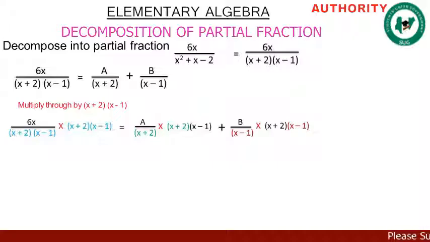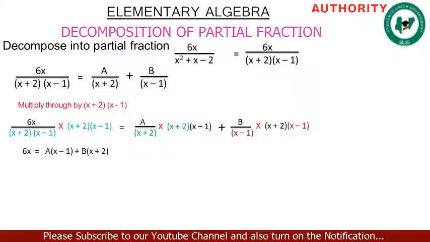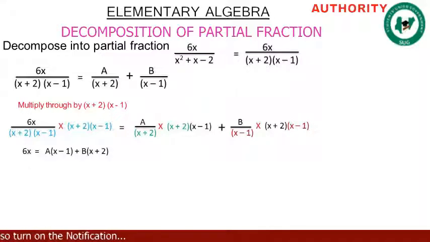Now let's go. In this 6x all over (x plus 2)(x minus 1), when you perform this operation, you discover that we cancel x plus 2 and we cancel x minus 1. So we'll be left with 6x on our left hand side. Now let's go to our right hand side. In the first term, we cancel x plus 2, so we'll be left with what? x minus 1. So we're going to have a open bracket x minus 1.